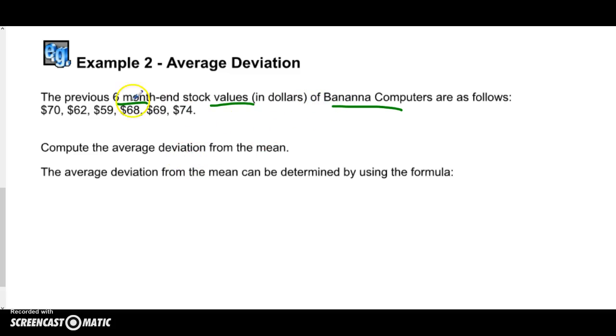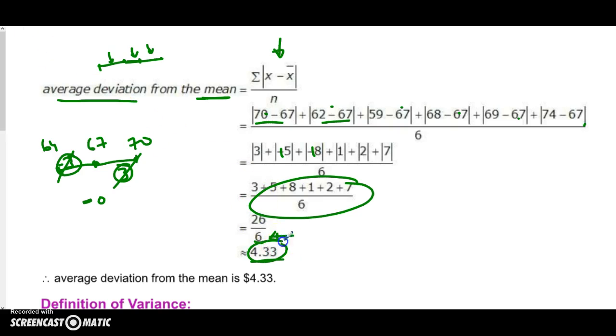But let's pretend this is how much you earned each month. You had a job and you earned that amount per month. Then you figure out, look, my average is 67. That's great. But now I have a deviation on average of $4.33 one way or the other from 67. So on average, I can be $4.33 this way or $4.33 this way. And that's good.